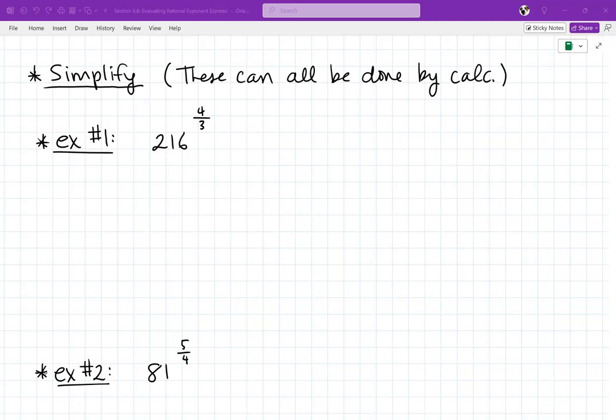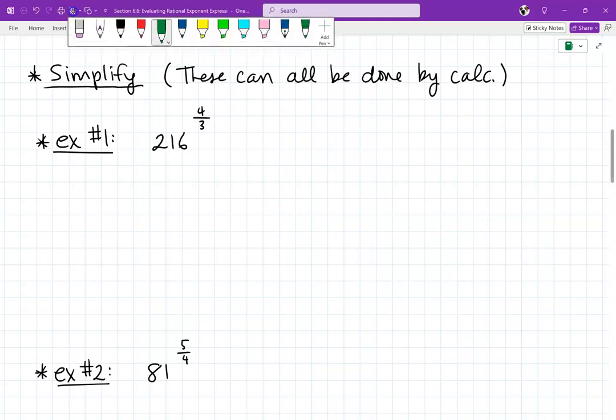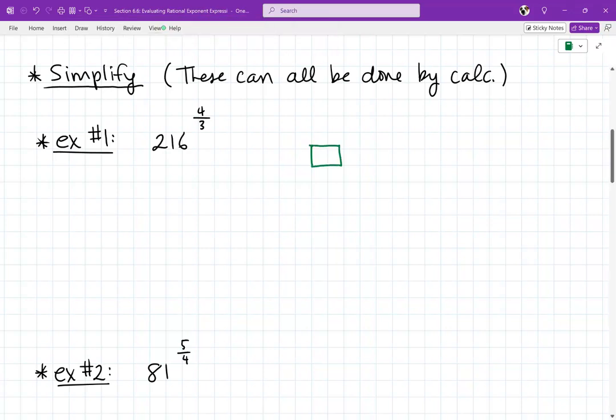So look at example number 1. It says 216 to the 4/3 power. So all you're going to do is you're going to go to your calculator. You're going to type in 216, okay? And then you're going to press this button, though I'm pretty sure you guys know the button, but there is a button that looks like this, x and then like a little box. Okay, that's your power button.